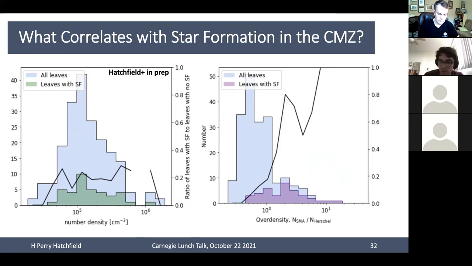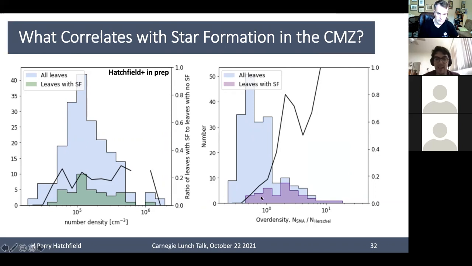This is pretty counterintuitive, since most prescriptions for star formation say that if you go to a higher density, you should have a higher chance of collapsing and forming a star. That doesn't seem to be the case for our sample of star-forming cores, or our sample of compact cores within the galactic center.